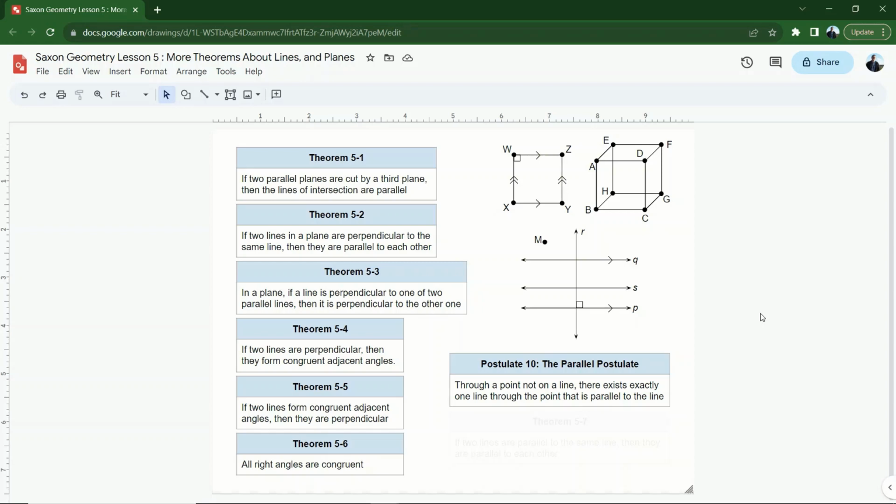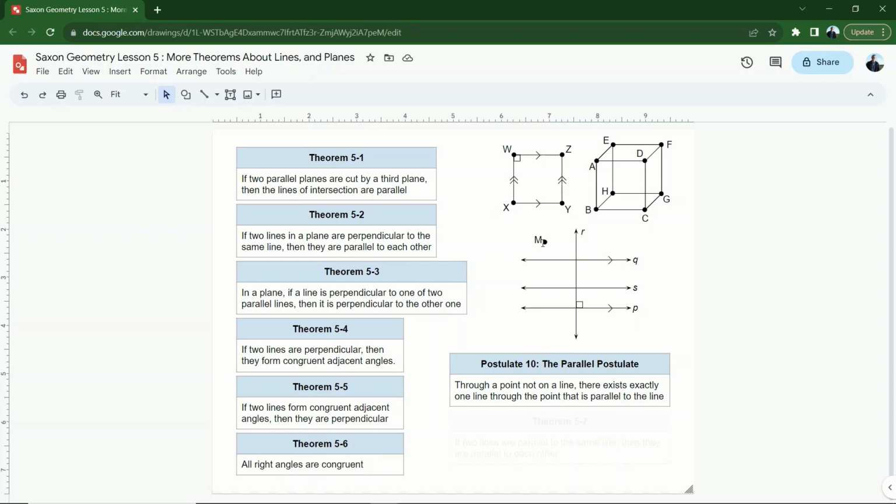Through a point not on a line, like M, and we're talking about a line, Q, because we're mentioning a line. So there's a line and a point not on a line. Through M, there exists exactly one line that is parallel to Q. So through a point not on a line, there exists exactly one line through the point that is parallel to the line. I want you to think about that for a second. Could I draw a line that is parallel to Q through point M?